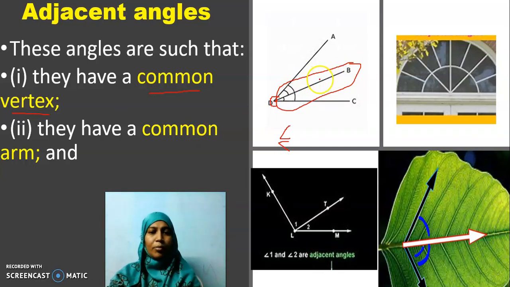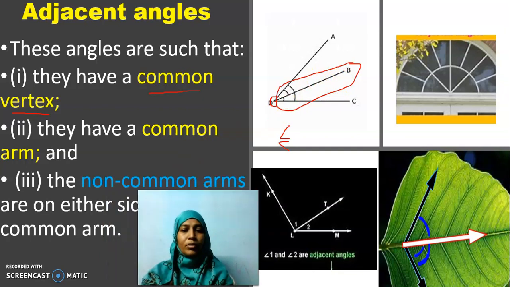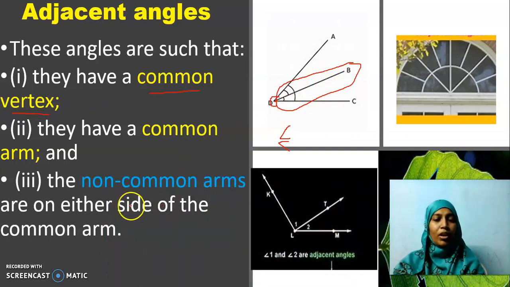Arm, A-R-M. It's a ray. Okay, and the non-common arms are on either side of the common arm. These two are not common, no? They should lie on either side of the common arm. Then, if I have angles like this, again I am drawing the same.